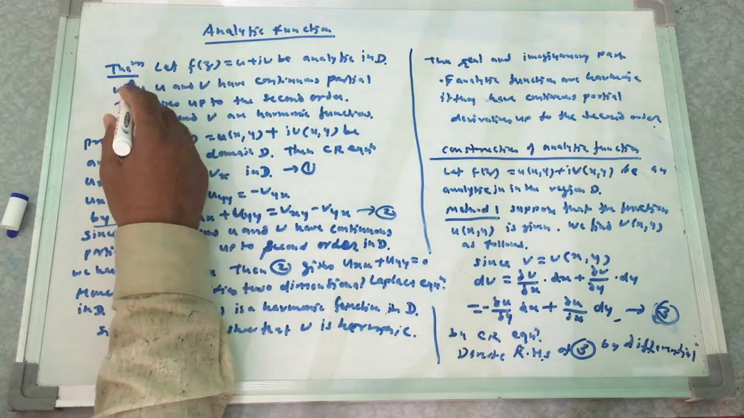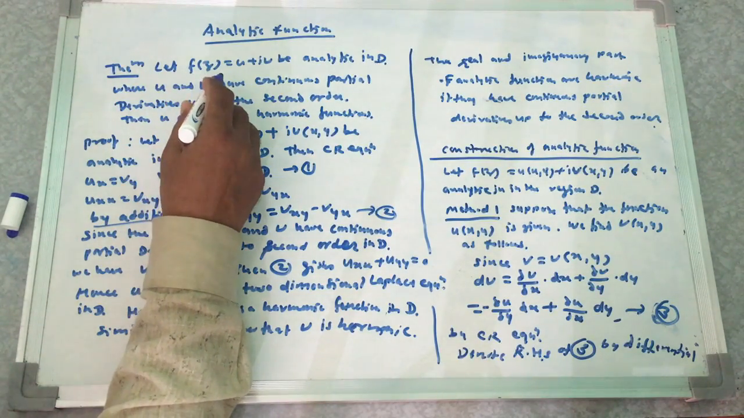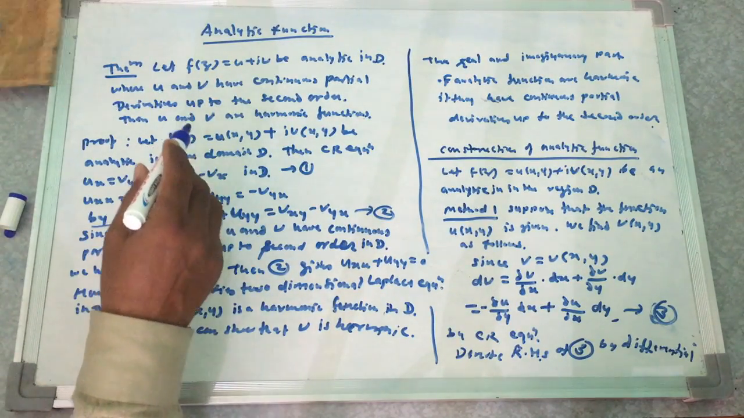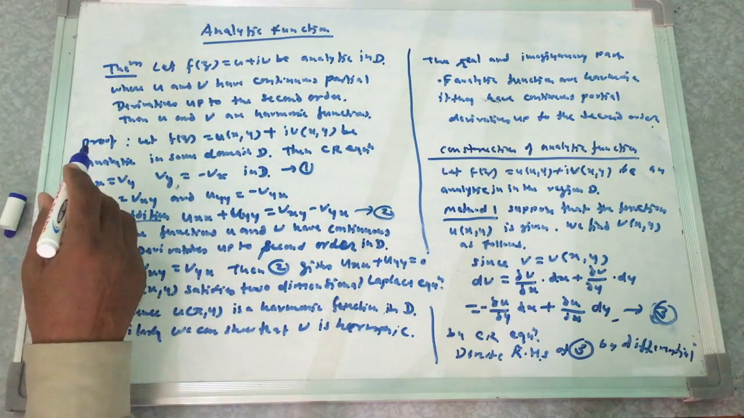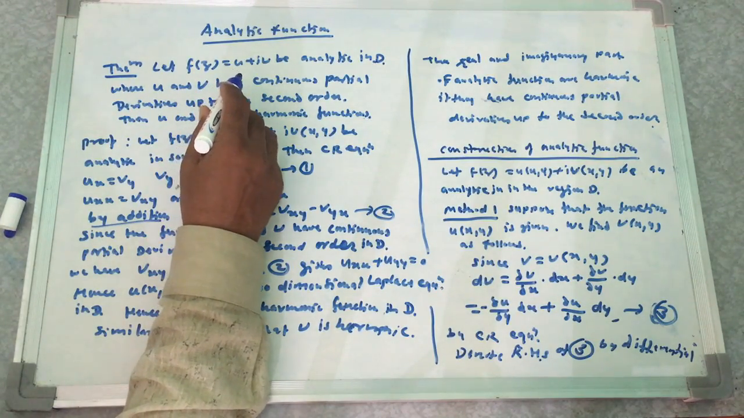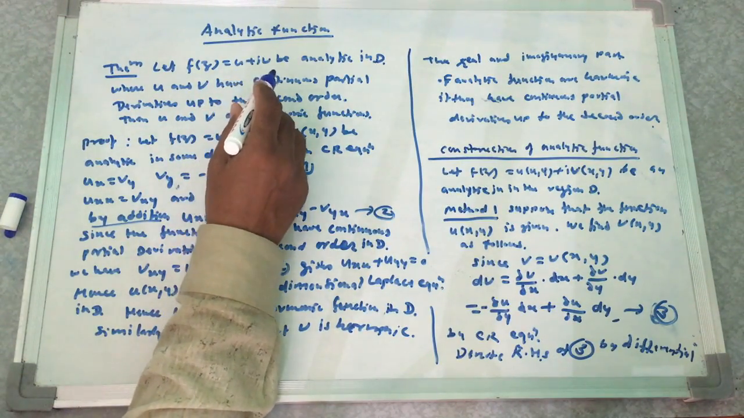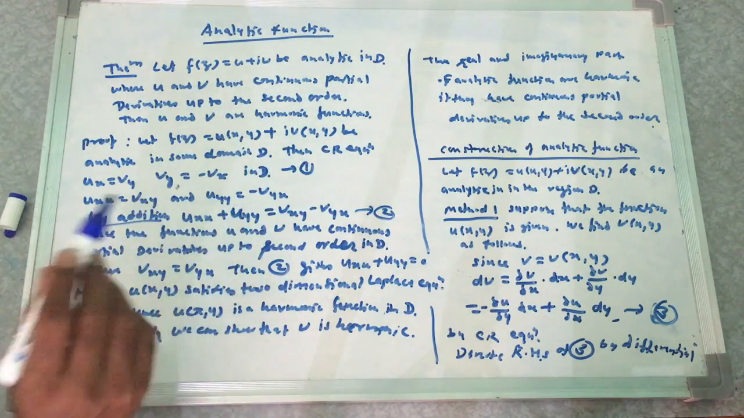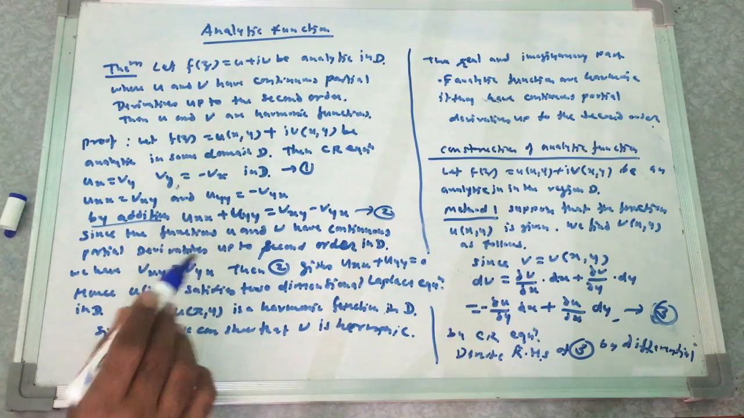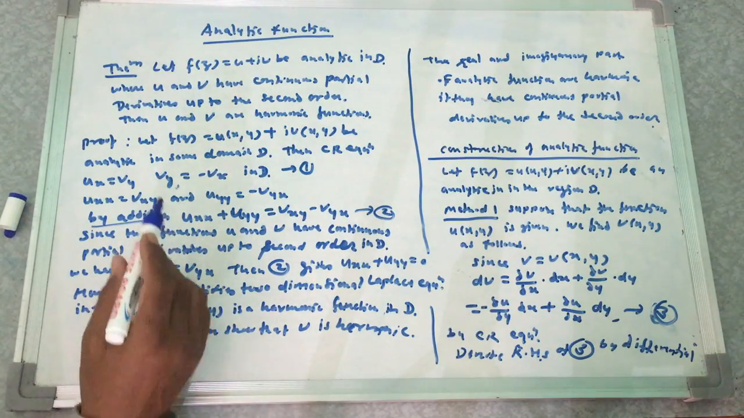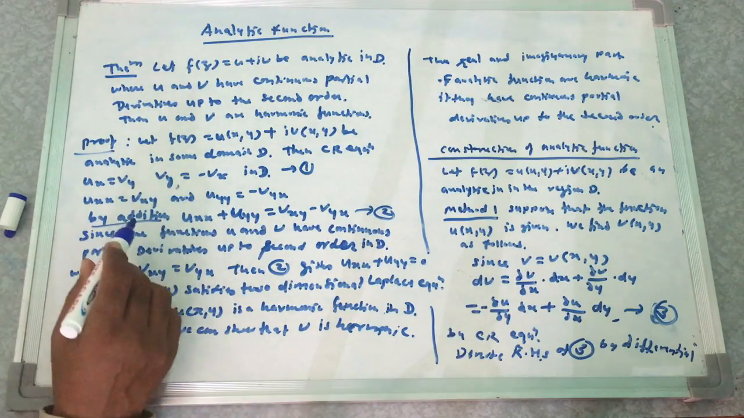Analytic function. Theorem: let f of z is equal to u plus iv be analytic in region D. When u and v have continuous partial derivatives up to the second order, then u and v are harmonic functions. So we will see the proof.